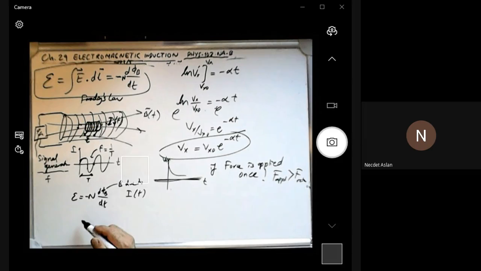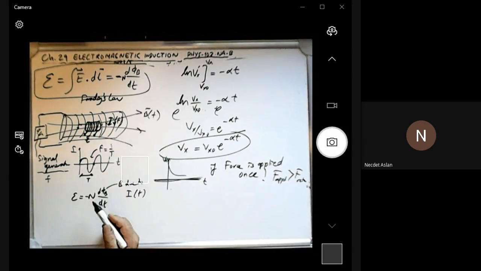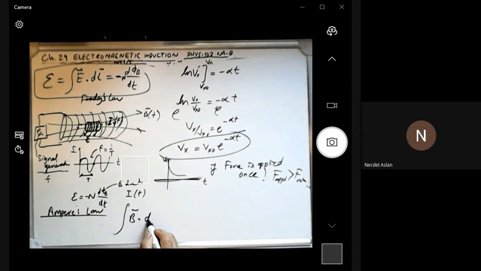So EMF is equal to minus N d phi B over dt, which is just the expression that we have. Also remember Ampere's law. Let's look at Ampere's law, because I want to discuss Maxwell's equations, which are very important. Ampere's law stated that if there is a circulation in the wire, it is equal to mu0 times I enclosed.